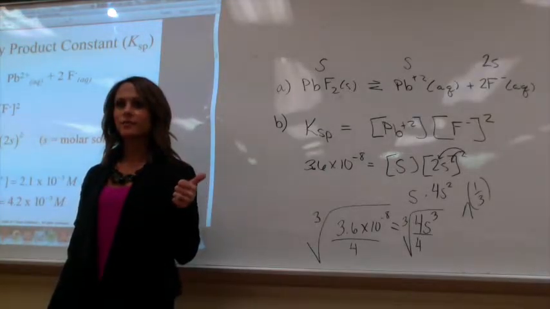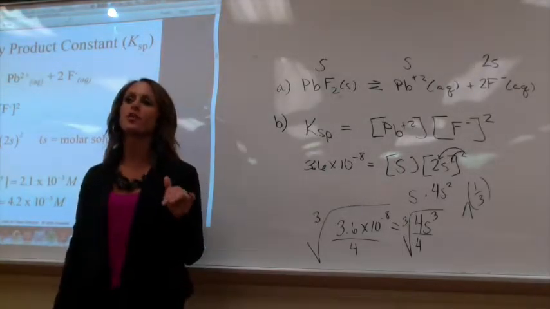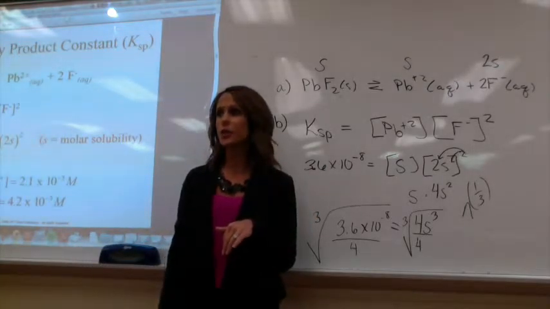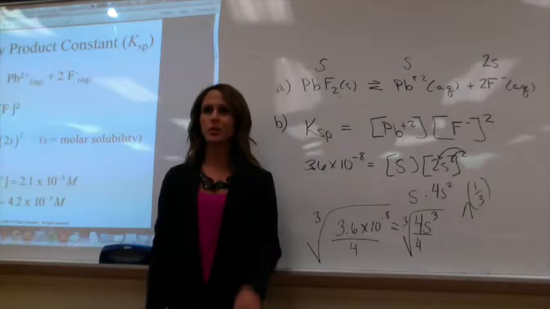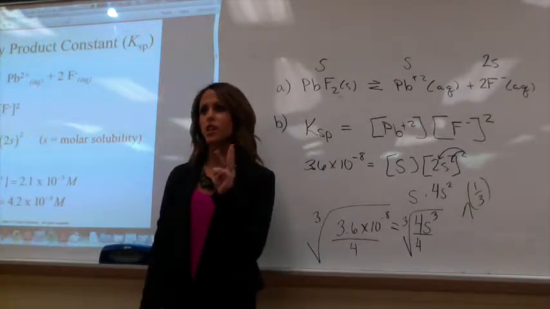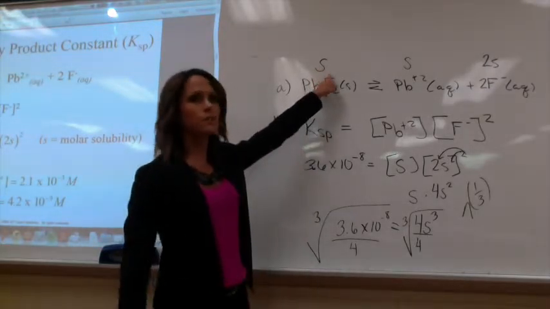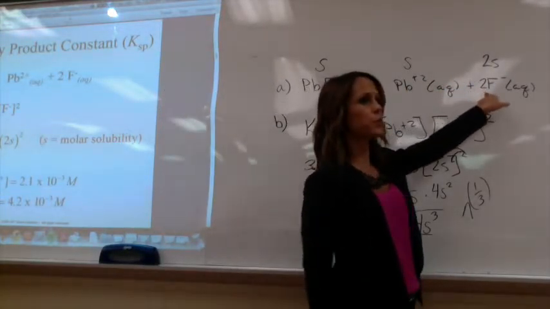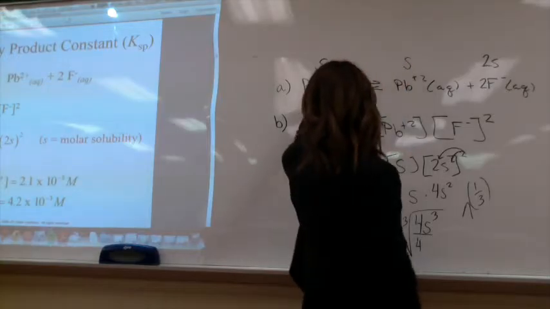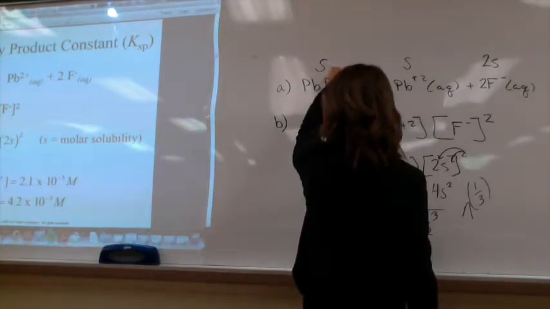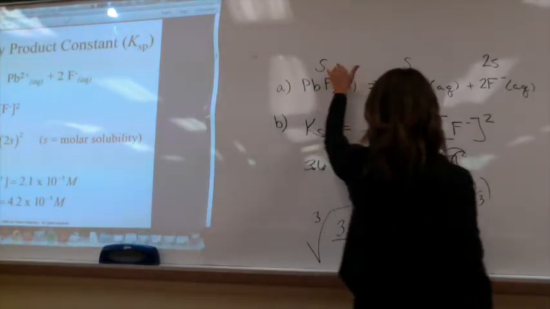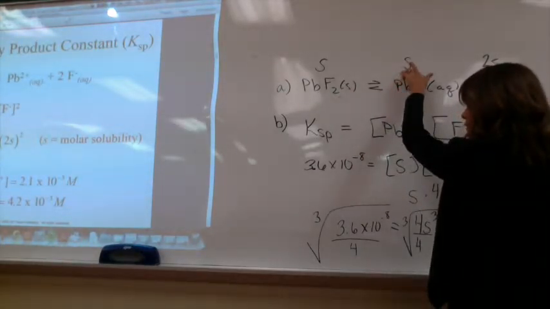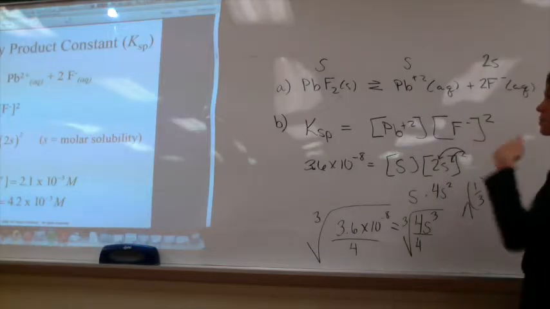That's S. Okay, but the question asked you to solve for the concentration of the ions, and then it asked you to solve for the molar solubility, right? Three things you're solving for. You're solving for S, molar solubility. You're solving for the concentration of lead and the concentration of fluoride. So since I solved for S, molar solubility is 2.1 times 10 to the negative 3rd. The concentration of Pb2+ is 2.1 times 10 to the negative 3rd. And then F is just double that.